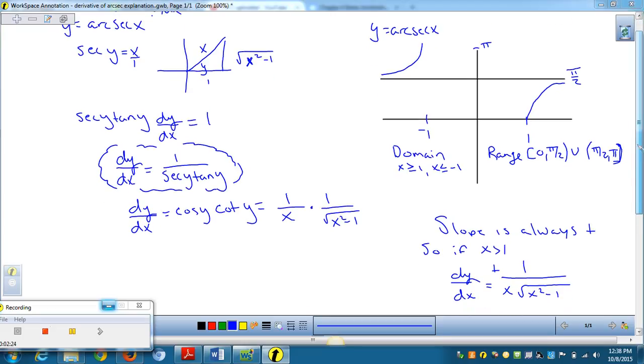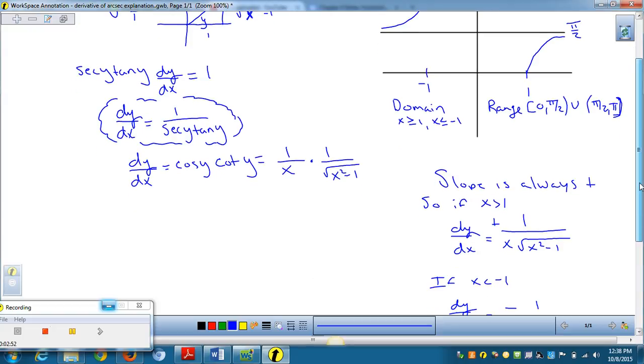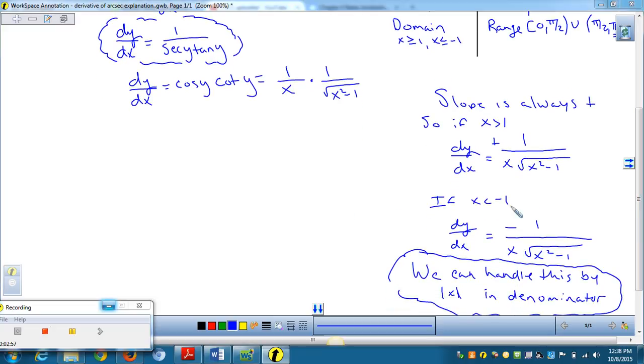Okay, so if you look at our graph, you will see that the slope on this graph everywhere is positive. And we need to think about what we can do to our derivative function to make sure that our slope always comes out positive. So what we notice is that slope is always positive, so if x is greater than 1, so if we're over here, then the derivative would be the positive of 1 over x root x squared minus 1. And if x is less than negative 1, then we're dealing with negative x values, and we would have to put a negative out in front to account for the positive slope in that region.